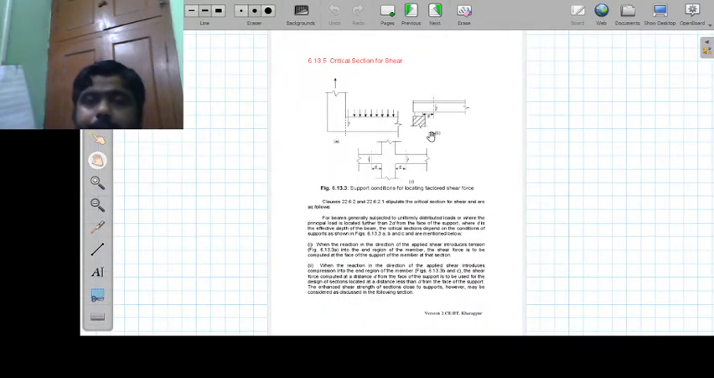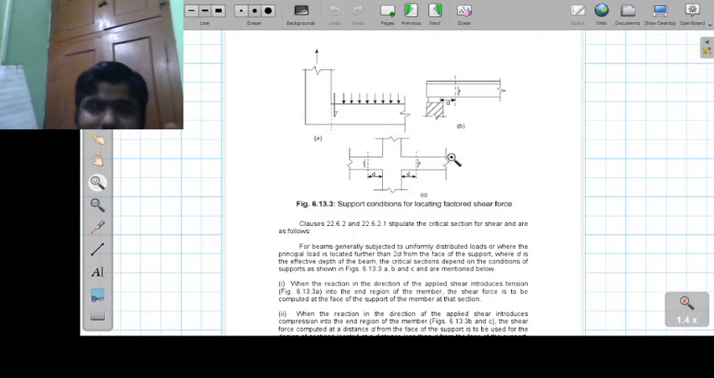See, I am just referring to the NPTEL notes directly, so that we can refer to this as quickly as possible rather than drawing all these things by myself. So just check this, and you can refer to these notes also. Now the next part: what are the support conditions for locating the factored shear force? Okay, we'll see this part.